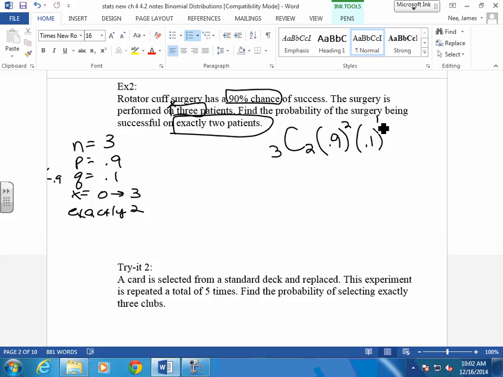Now, you can put this exactly in your calculator as it is. Exactly in your calculator. And you will get, what do you get for an answer? 0.243. Now, here's another way to do this. You have your calculators handy? Okay.